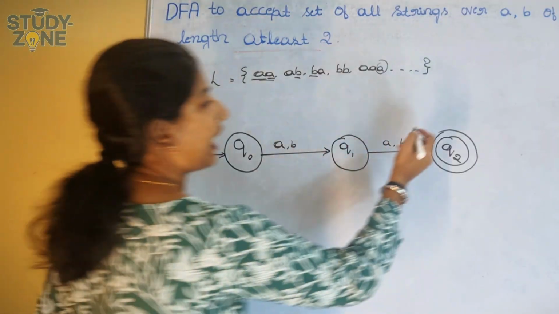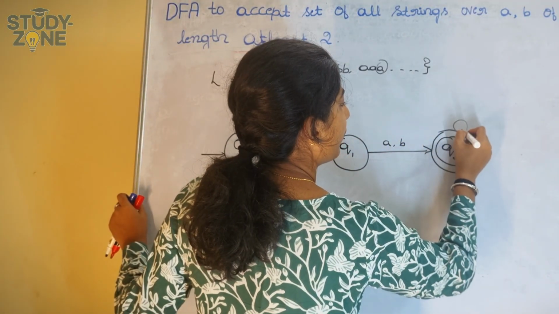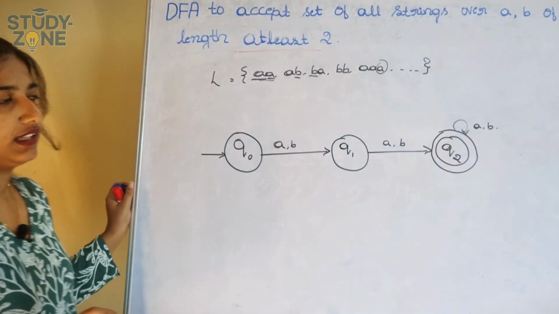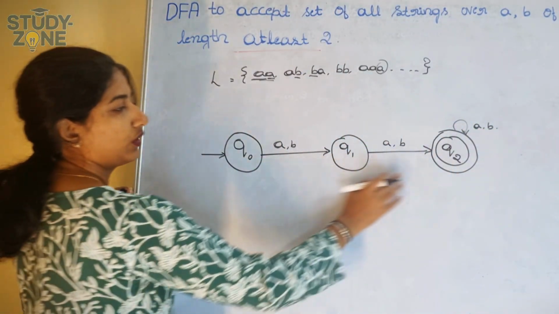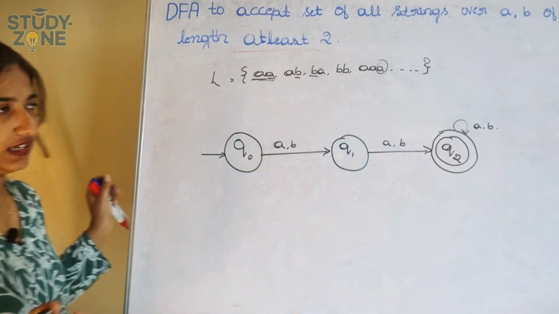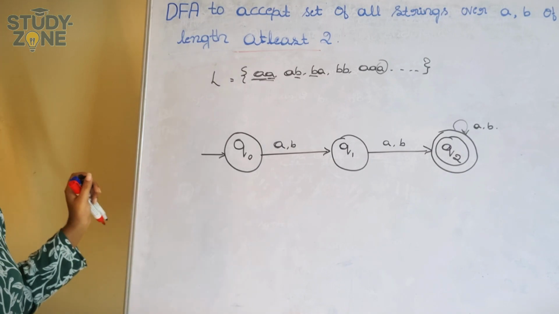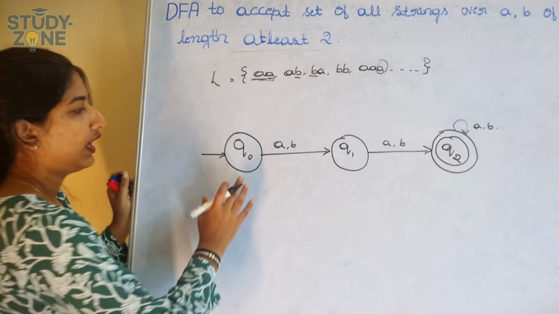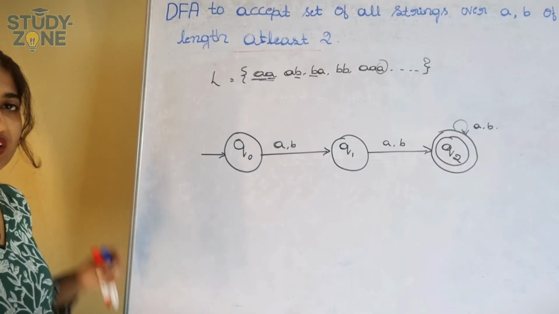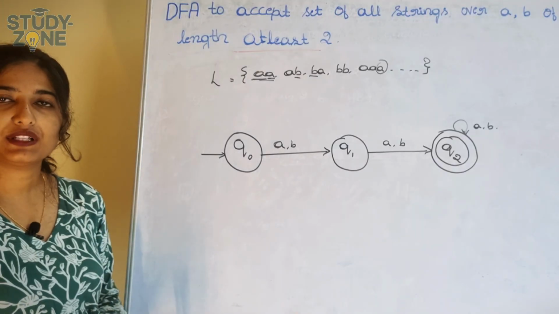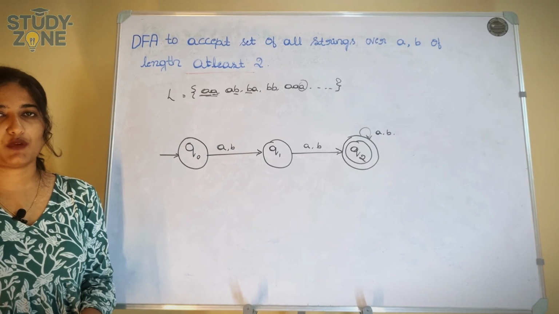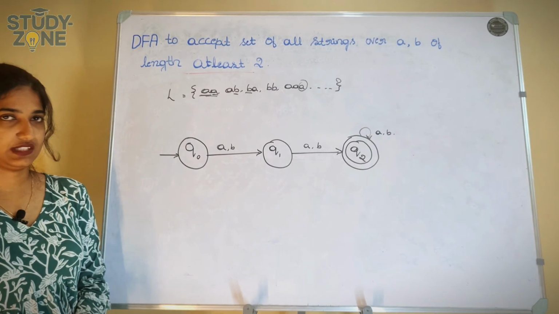So I can have any number of A comma B. The thing is at least AB or ABB should be there. At most I can have any number of characters. So I hope this transition diagram is proper. To check this we have to take some of the examples and check whether this is rejecting or accepting, right? So let's take some of the examples and solve this.